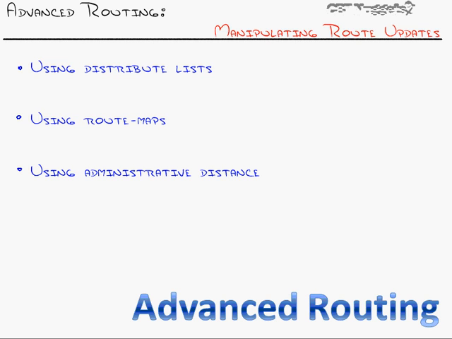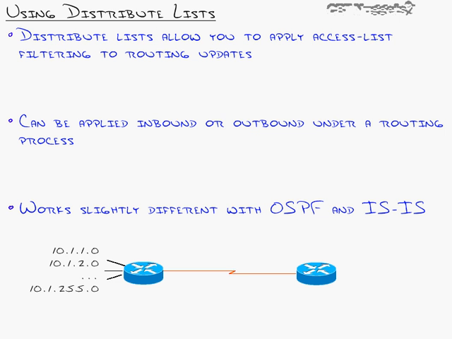Three topics we've got lined up here: distribute lists, route maps, and boy, that could be 90 topics in one right there. And then finally, administrative distances. These are the three ways that we'll talk about that we can manipulate route updates between our devices. All right, let's start off with the simplest of these mechanisms, and that is distribute lists. The key word is lists, because I want you to associate in your mind distribute list with an access list. That's exactly what it allows you to do.